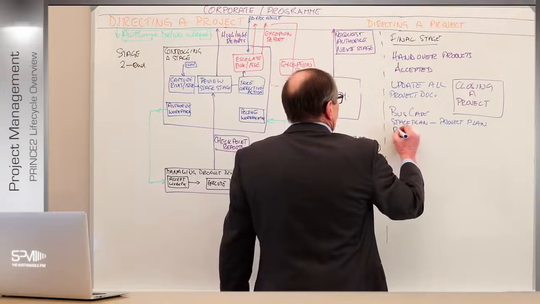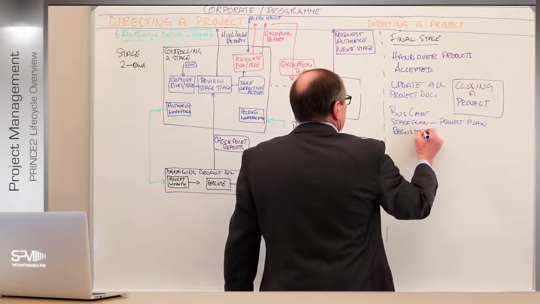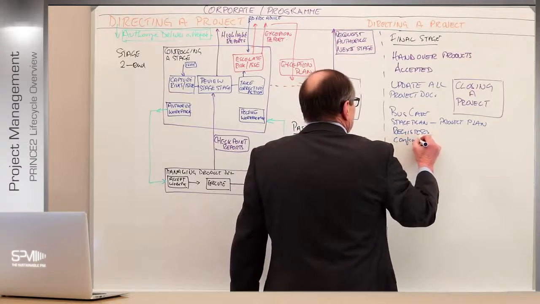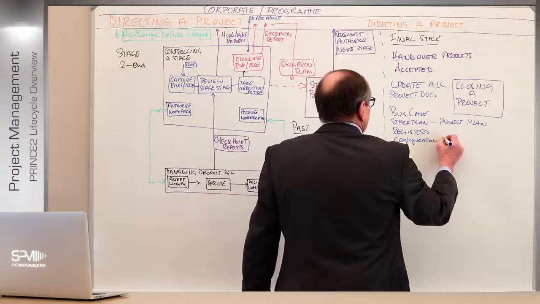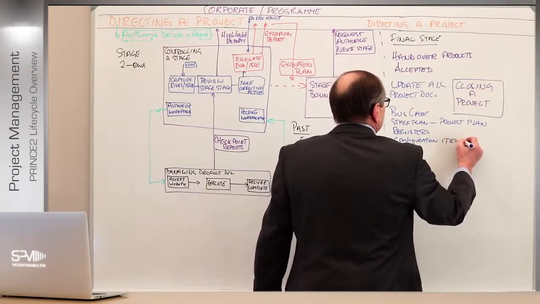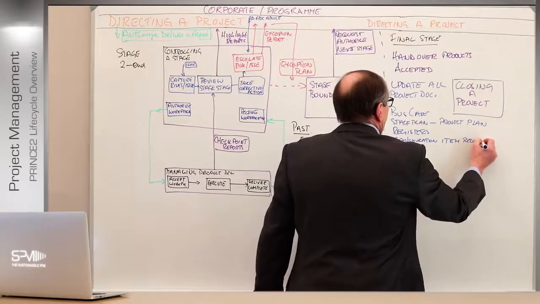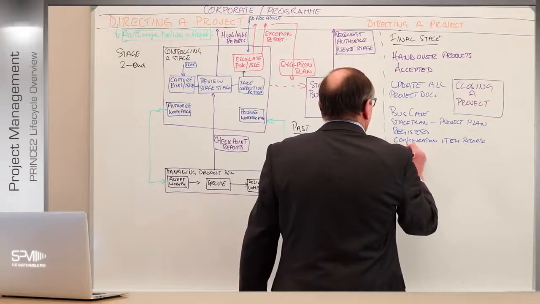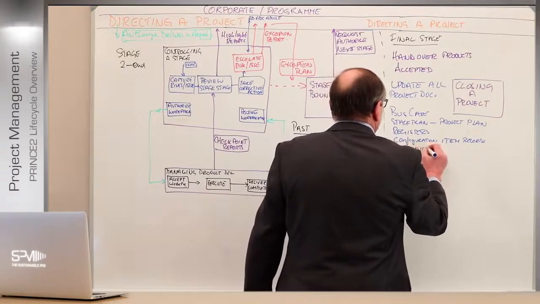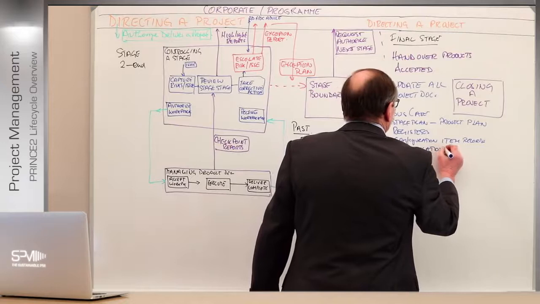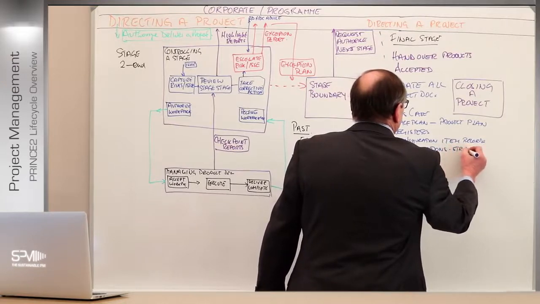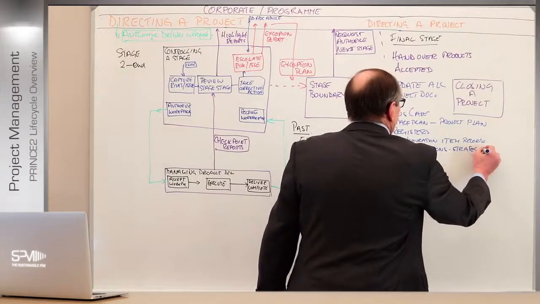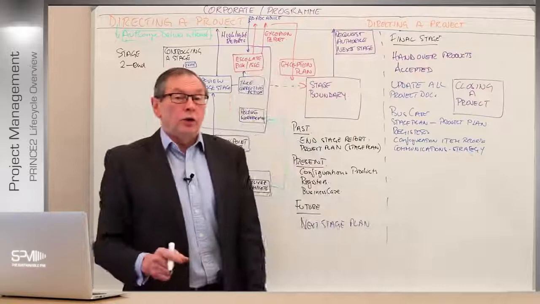So we need to make sure our registers are up to date, our configuration item records, CIRs. We also need to make sure that the communications plan is up to date in particular. So we need to make sure our communication strategy is up to date, because now we're going to be using that to advise everybody that the project is now actually closed.